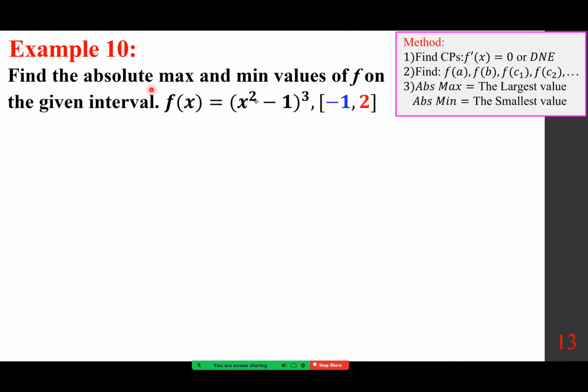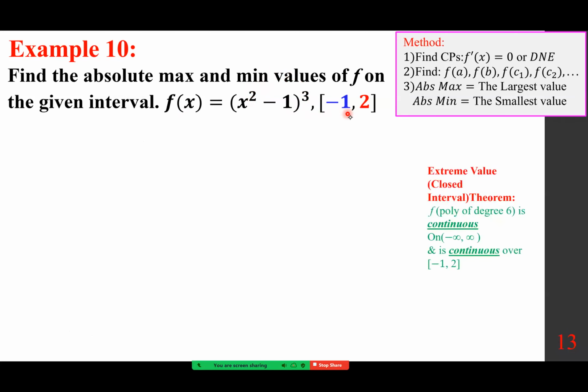We want to find the absolute max and min values of f on the given interval. F of x is x squared minus 1 quantity cubed, and the interval is negative 1 to 2. First and foremost, notice this is a polynomial. What is the degree of the polynomial? 2 times 3. Every polynomial is continuous from negative to positive infinity, therefore it's continuous in the given interval. So that's the first thing we should notice.